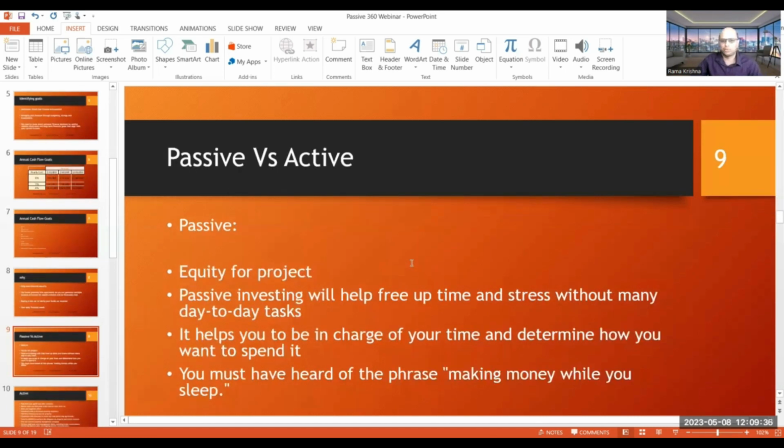Then let's move on to what is passive and what is active. Passive means you're investing your equity, your capital, so you're not taking on any day-to-day activities. There's no stress, and you're freeing up your time so you can take care of what you love. You might have heard the phrase making money while you're asleep.